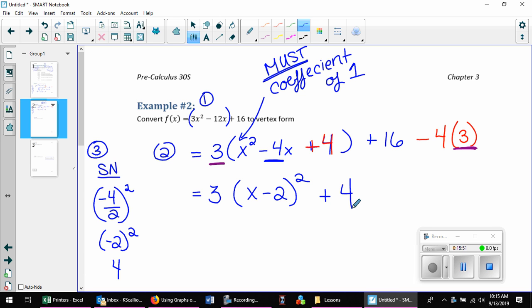Does anybody recognize a connection? Does anybody want to see a connection between your side note and your vertex form? Done two so far. Anybody see a connection? Yeah, which connection? I think I know where you're going. The quotient, where does it show up? The x coordinate of your vertex. That's the tip and trick.